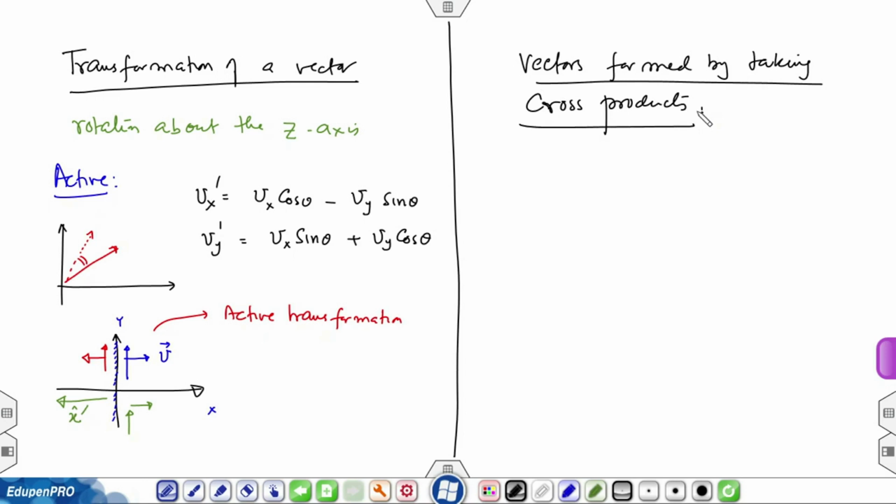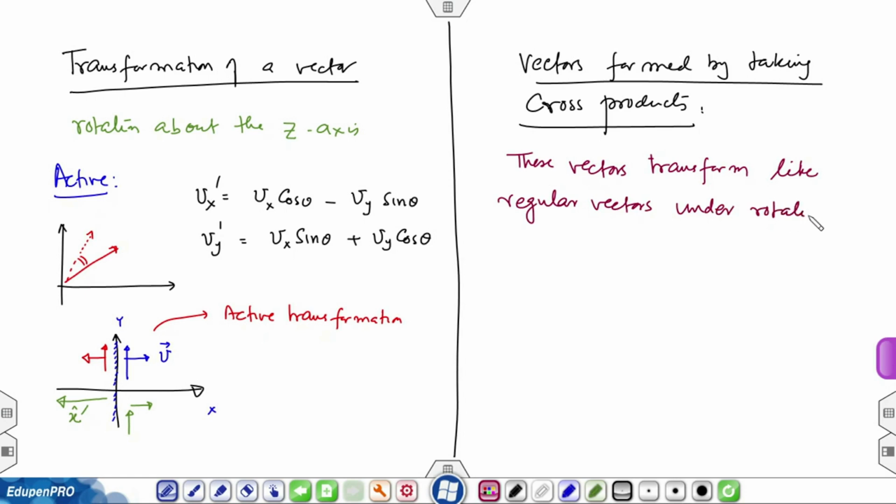So, let me just give you the answer first. These vectors transform like regular vectors under rotation, but differently under reflection.